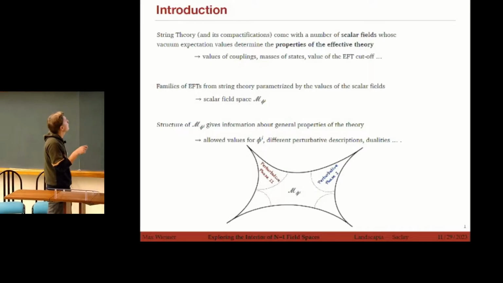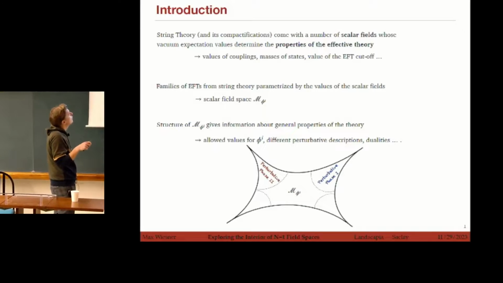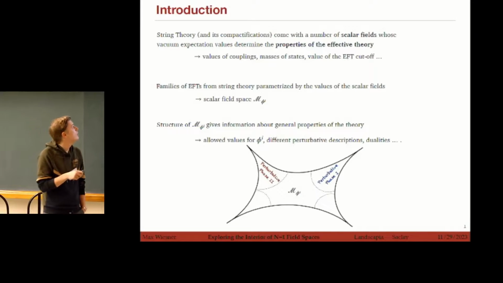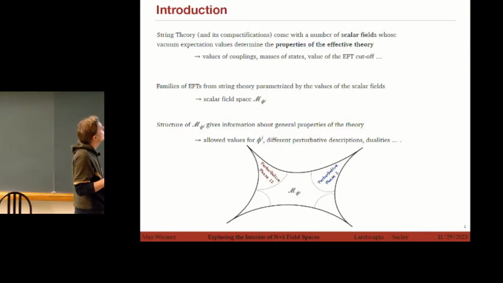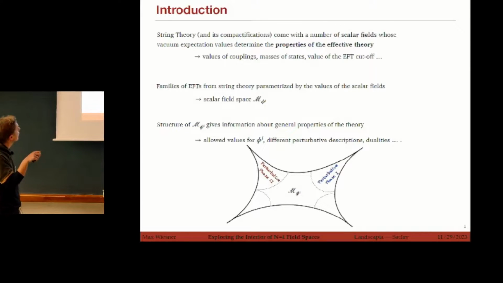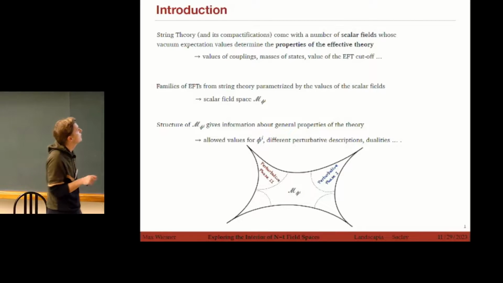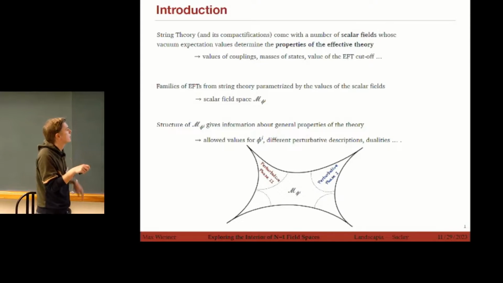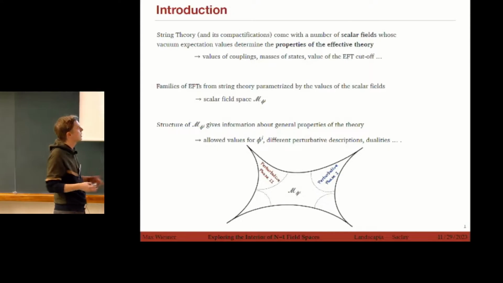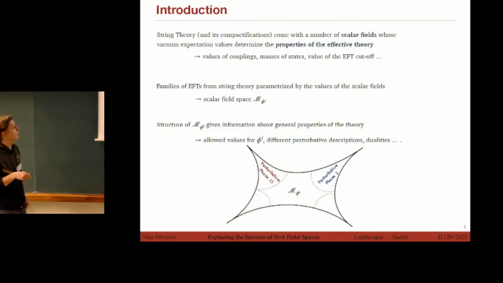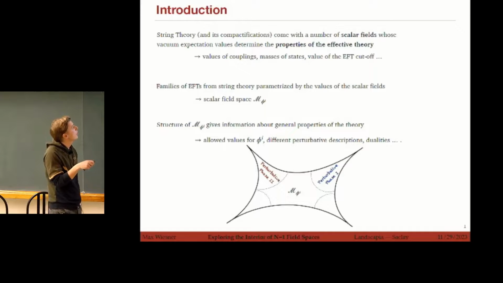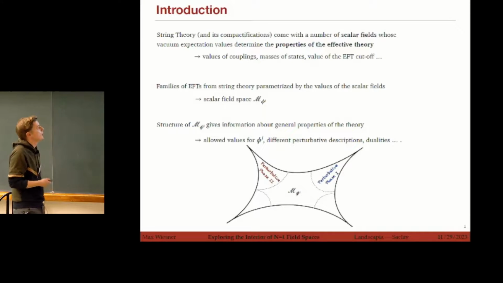So we know that in string theory and also in compactifications, these often come with a number of scalar fields whose vacuum expectation values determine the properties of the effective theory. So the values of the couplings, masses of states, or the value of the UV cutoff, you name it. All families of EFTs are then parameterized by the values of the scalar fields, and so we get a scalar field space where we have different, for example, perturbative descriptions, where we actually have a good understanding of what the properties of the theories are, and the general structure of the field space gives us information about the general properties.